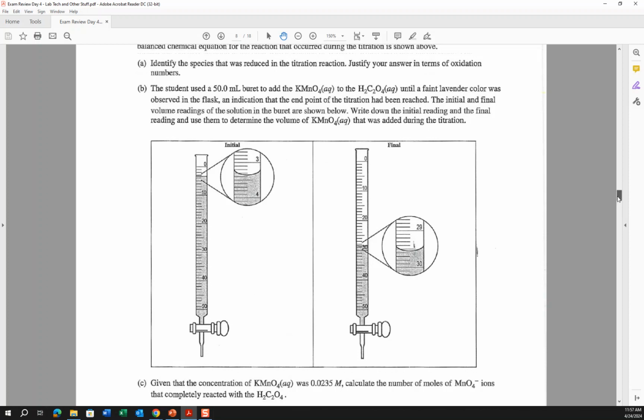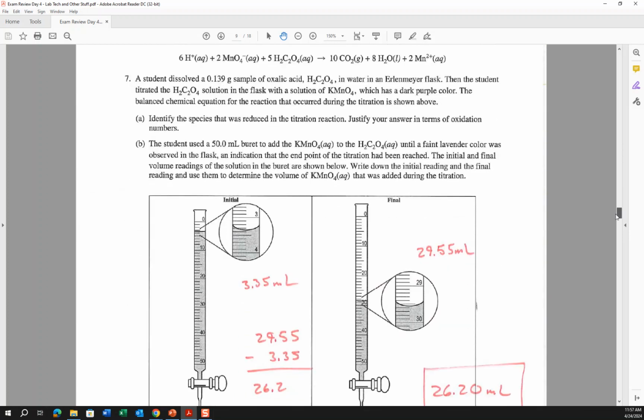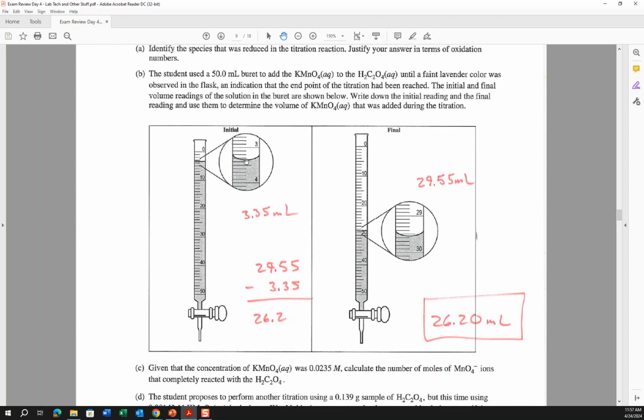So let me show you how this could be a little tricky. Remember, burets read backwards. A lot of people might misinterpret this as 4 point something, where it's really 3 point something. It's 3, 3.1, 3.2, 3.3, and here's 4. Okay, so here I said 3.35. Now, if you said 3.36, you're correct. If you said 3.34 or whatever, if your estimated digit is different than mine, that's fine, but you need to have taken it. If you just said 3.3, no, that doesn't work.